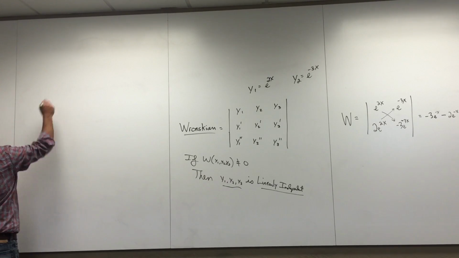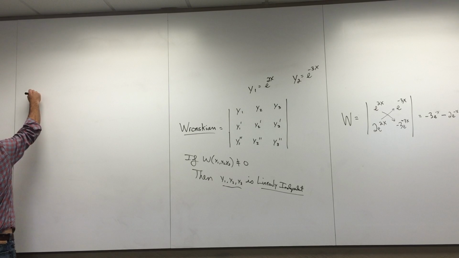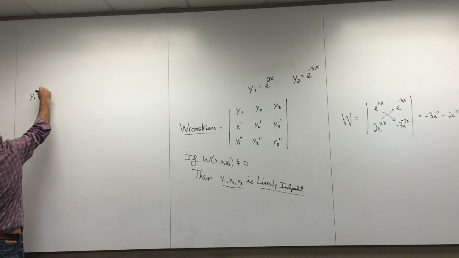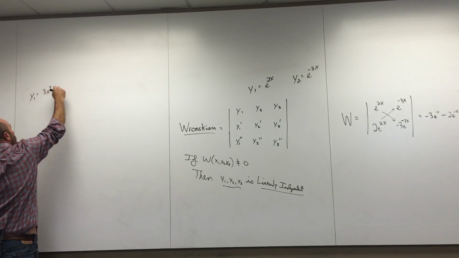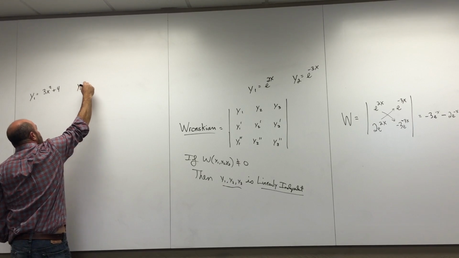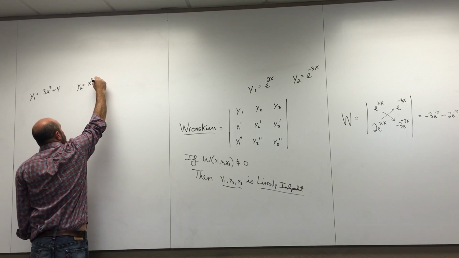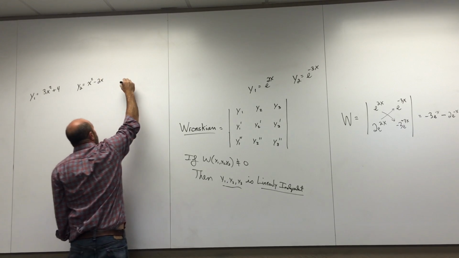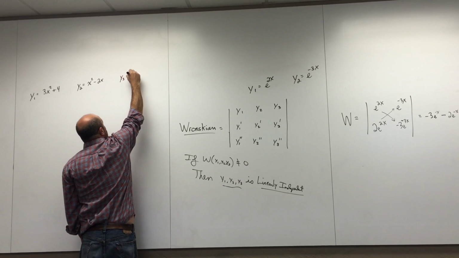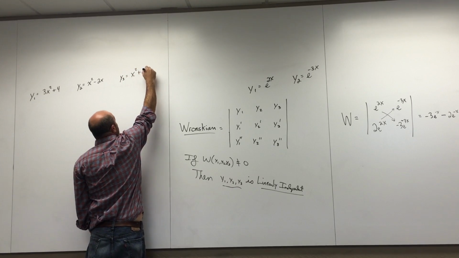What if we tried these functions? You ready? I'm going to make up another one. Y1 is 3x squared plus 4. Y2 is x squared minus 2x. And Y3 is x squared plus x plus 1.